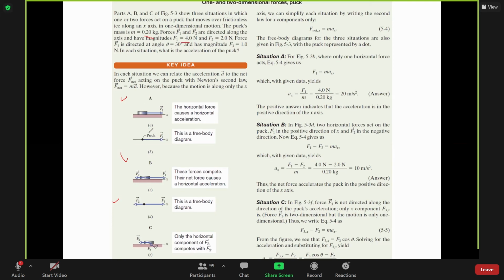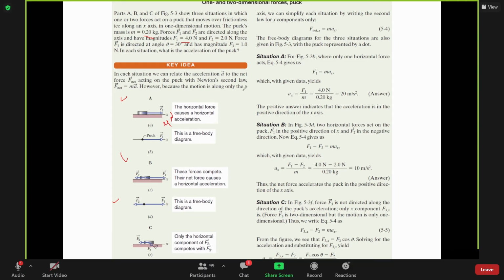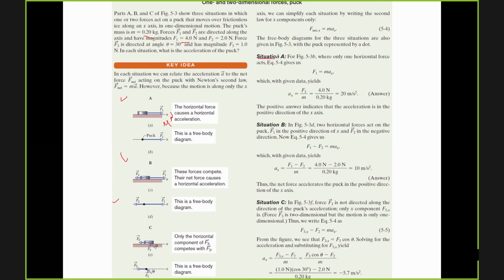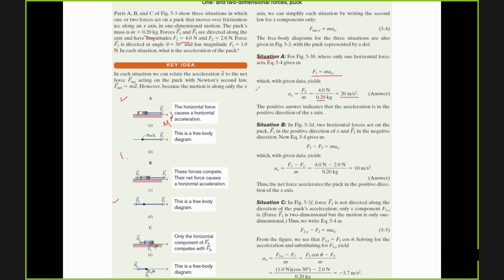So in the first situation, F1 is how much? 4 Newton. So this is 4 Newton to the right. What do you think will happen when I have 4 Newton to the right? Do I have acceleration? Yeah, I have acceleration. If you know the mass and you know the net force is 4 to the right, can you calculate the acceleration in situation A? Yeah. F net equals ma, so 4 Newton over 0.2 mass is 20 meter per second square. This object will have acceleration to the right, and this acceleration is calculated. Okay, good.